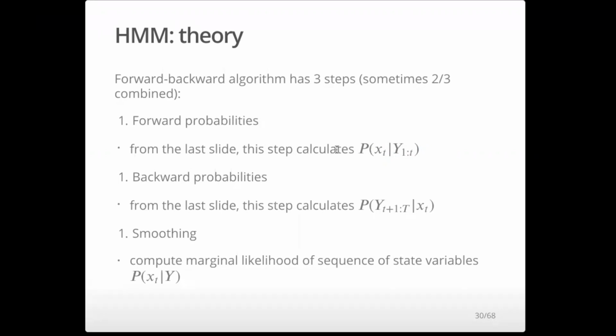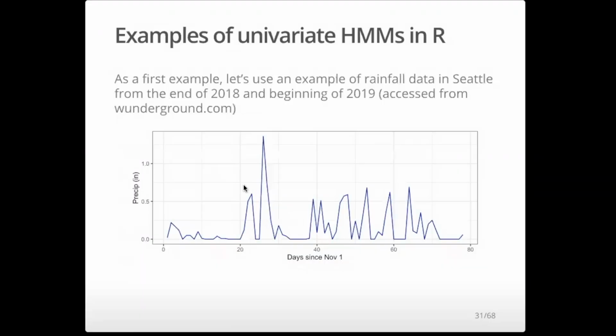Then our backward probabilities are more forward-looking. So the probability of the next 10 days being dry, given that it's raining today, is what our X state would be. So that's just the language for thinking about this in terms of the output.